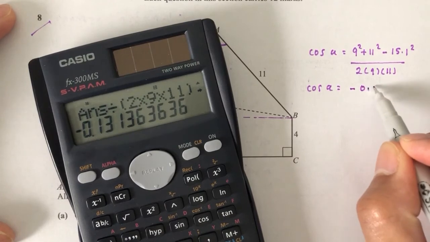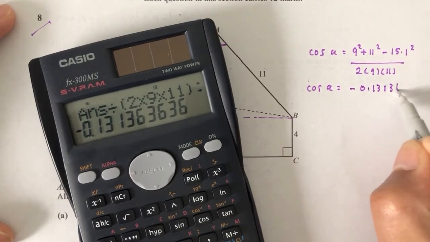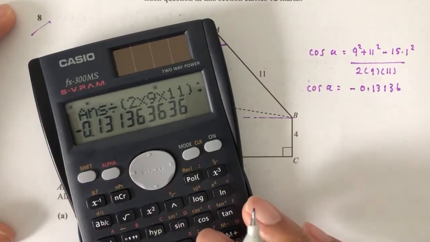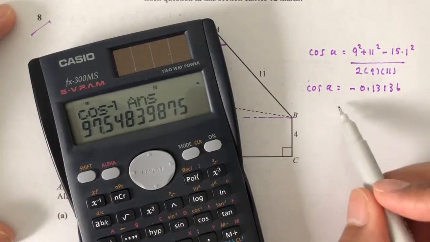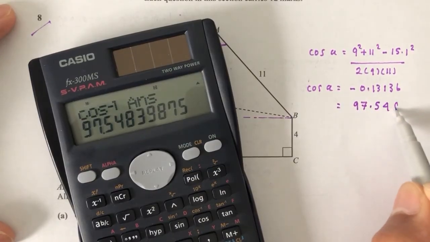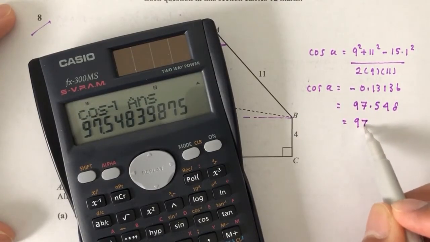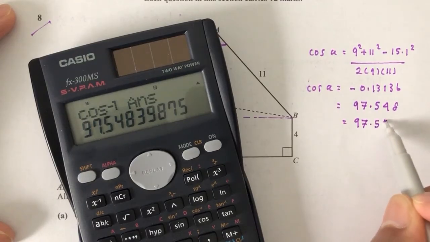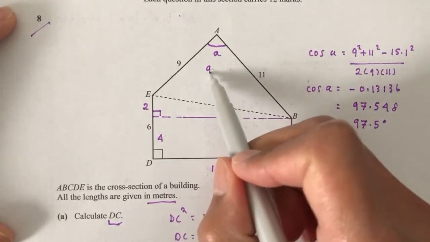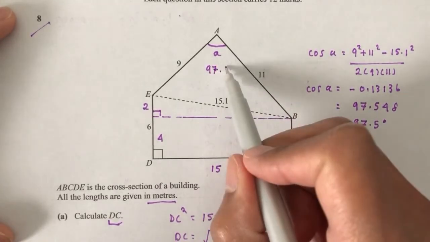minus 0.13166. So that would not give me an answer here, but let's try. Because, okay, I do have one actually. It will be 97.548. So your answer will be 97.5 degrees. Okay, cos can be negative, I guess. So this one will be 97.5 degrees.